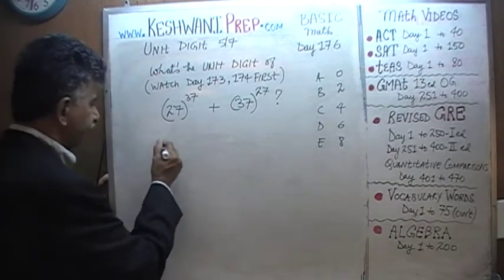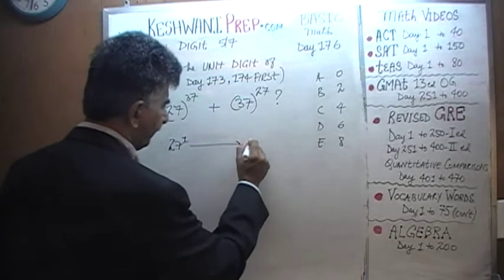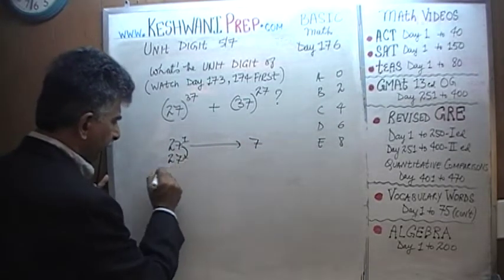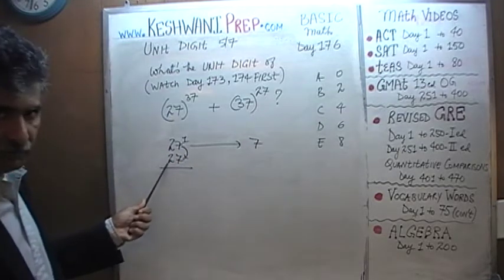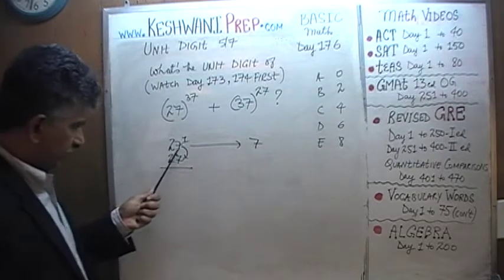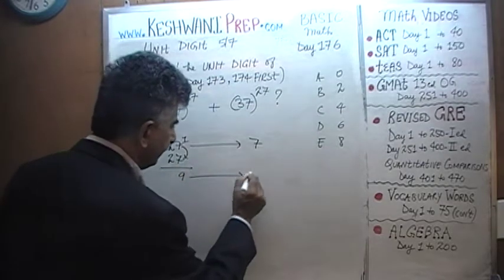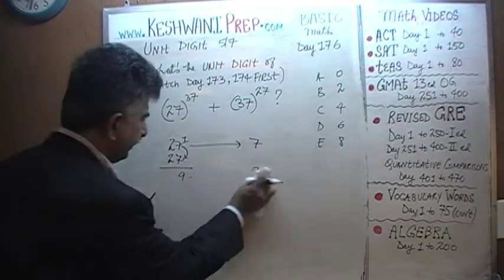Well, 27 raised to 1, of course, will simply end in a 7. When we multiply that by 27 one more time, what we'll end up with is 7 times 7. The unit digit of 27 times 27, 27 squared, is going to be 7 times 7. 7 sevens are 49, will end in a 9. We don't have to write it all the way there. That's it. It will end in a 9.